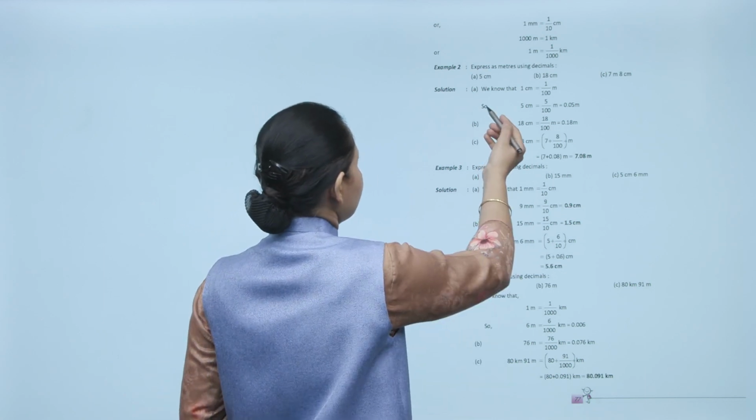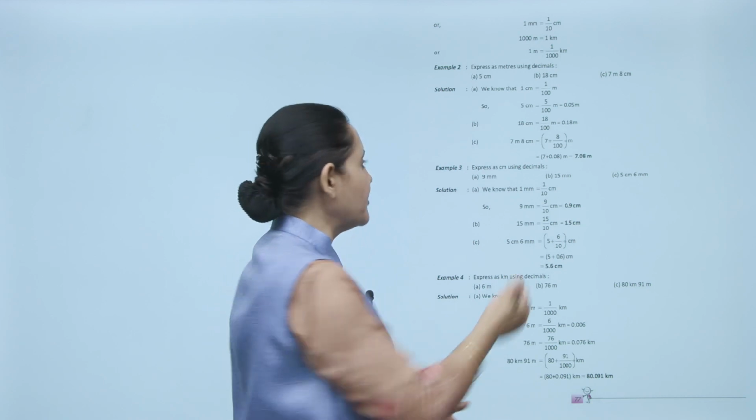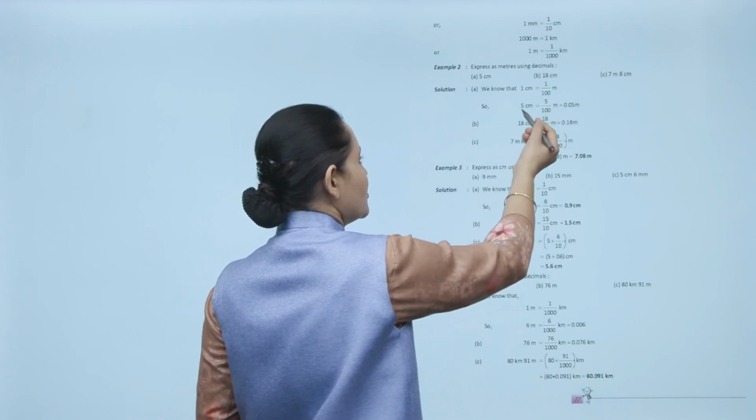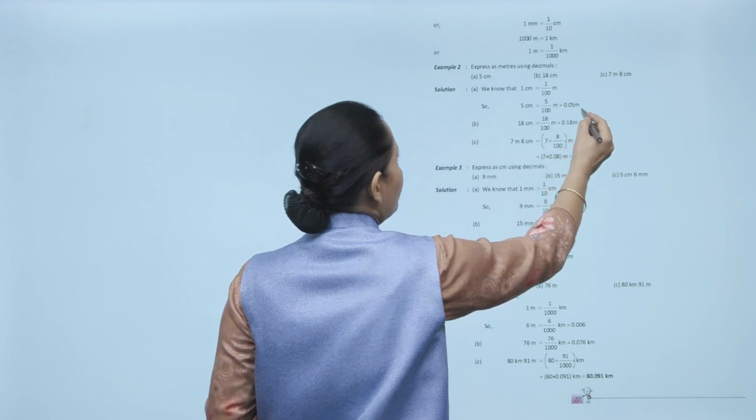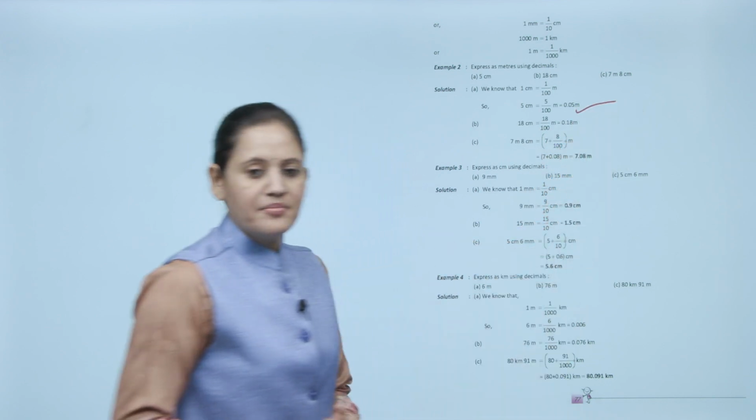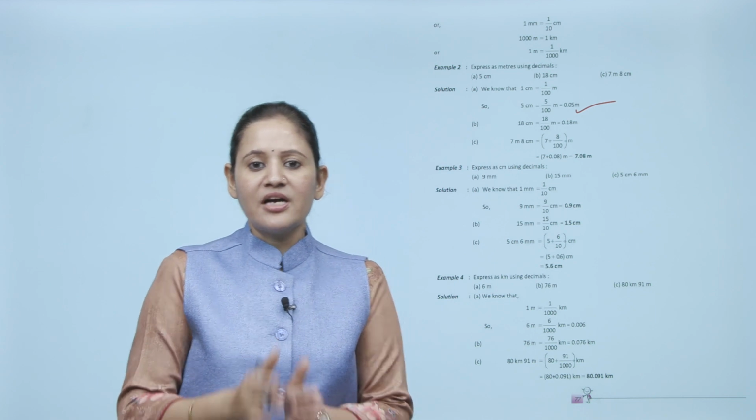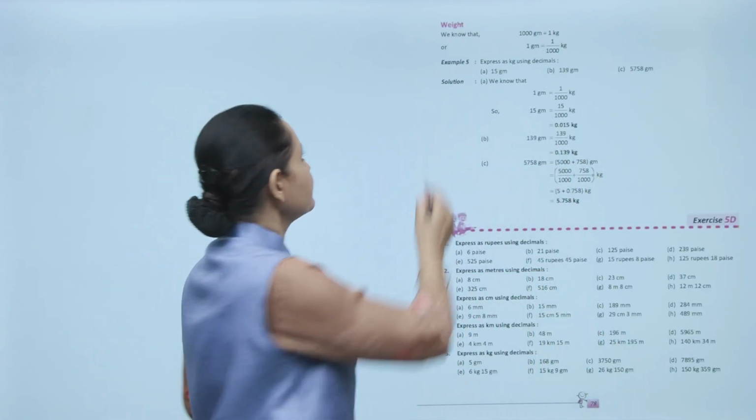So 5 centimeter को हमें convert करना है मीटर में. As we know 1 centimeter equals to 1 upon 100 meter. So 5 centimeter equals to 5 upon 100 meter, that is 0.05 meter. So this way we'll convert centimeter into meter. Clear? Next is weight.